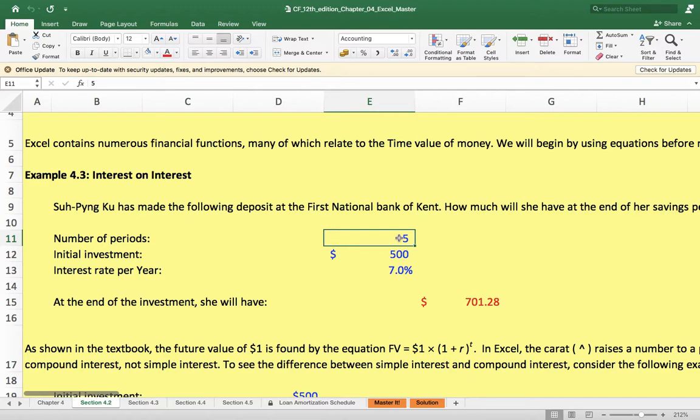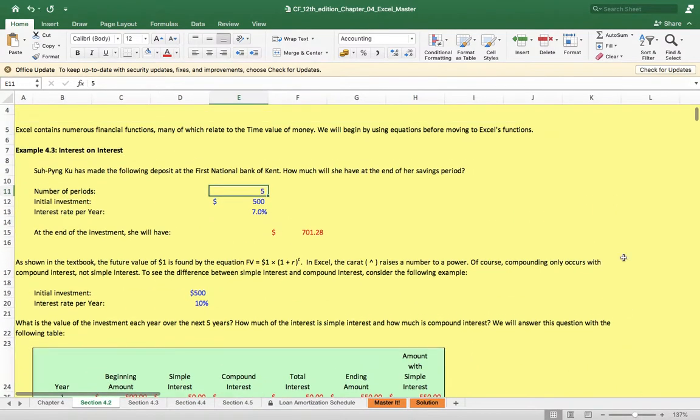Let us start it. Here the first question is, Su Pyung-koo has made the following deposit at the First National Bank of Kent. How much will she have at the end of her savings period? Savings period is 5 years. Initial investment she made is $500. Rate of interest is 7%. Here nothing is mentioned, so we will take it as compounding interest.